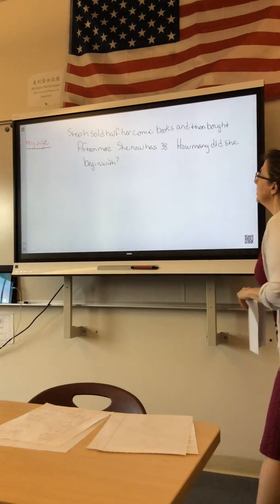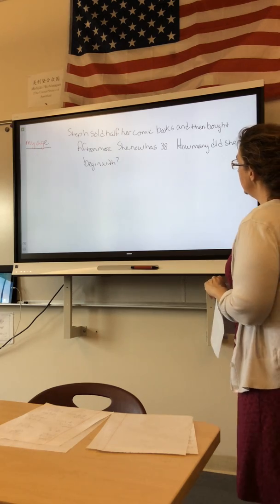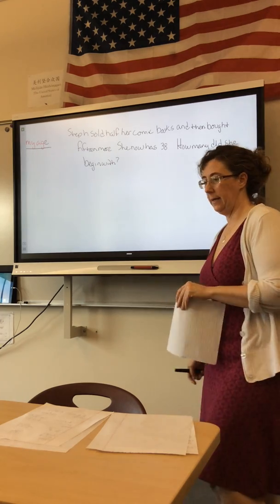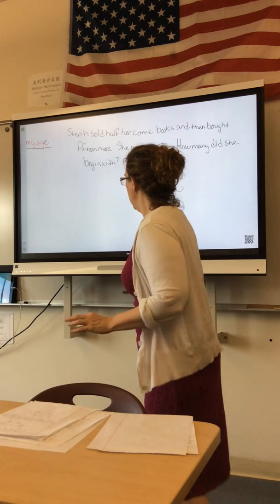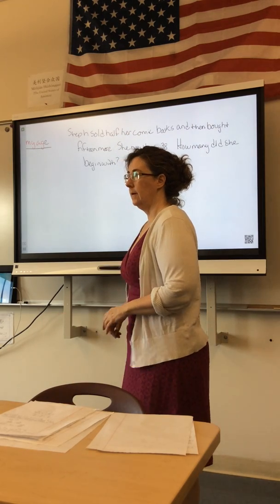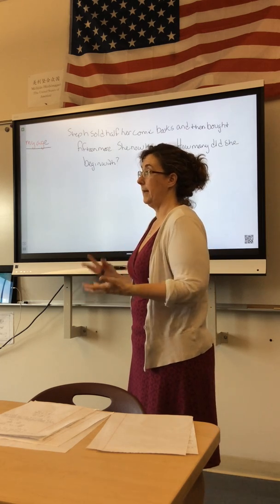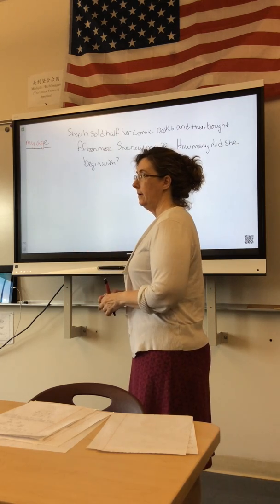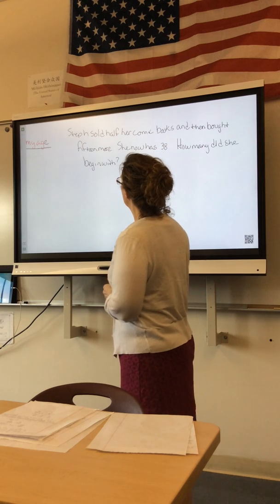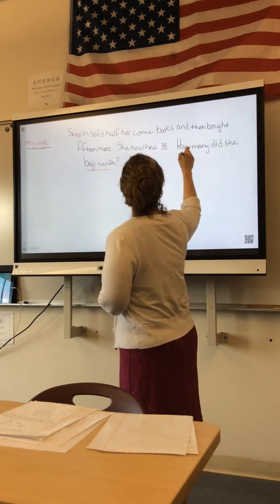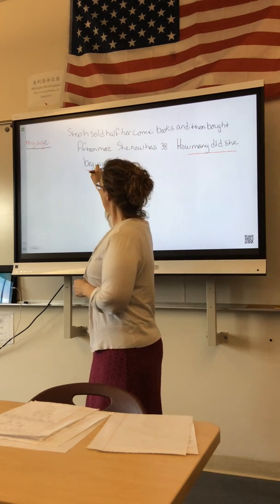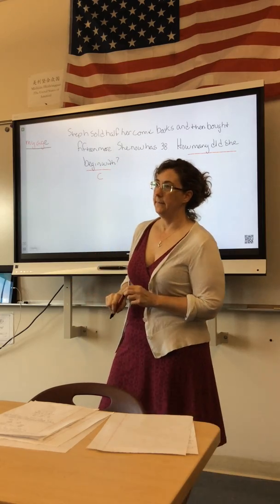Steph sold half her comic books and then bought 15 more. She now has 38. How many did she begin with? What am I looking for? What key information do I need? What am I trying to solve? I'm looking for her starting amount of comic books. I'm going to make that my variable C.